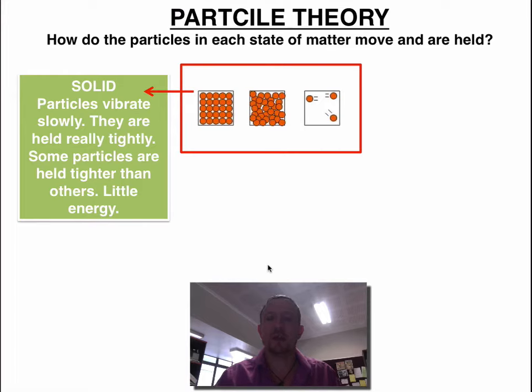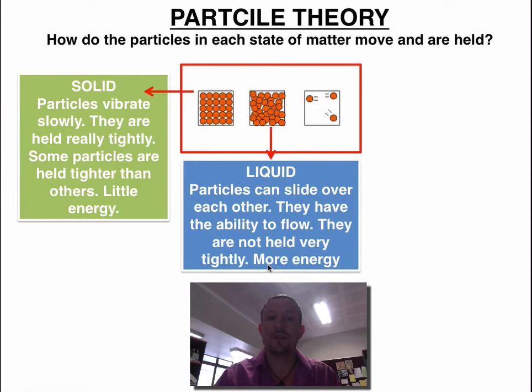Now you can see in the second diagram, the one in the middle, that the particles are still the same number of particles, but they're now less organized. They're all a bit higgledy-piggledy. There are more gaps in between them. They have a fluid movement, and as a result we call this a liquid.